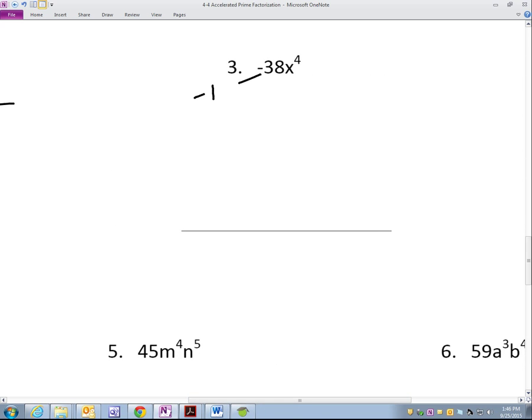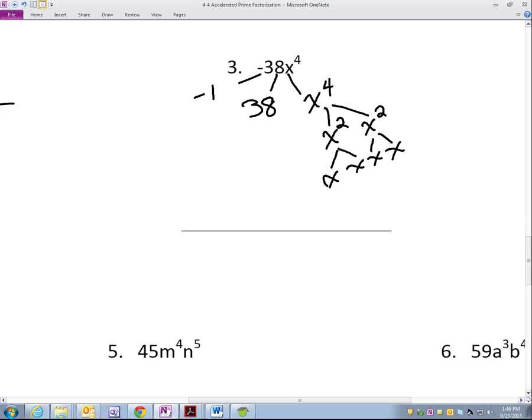So I have a -1 taking this out. I have a 38 x to the 4th. Then I'm going to have 38 right here. And we just did this last night. Were you dividing by x to the fourth? If you do that with the ladder method, design like that one.